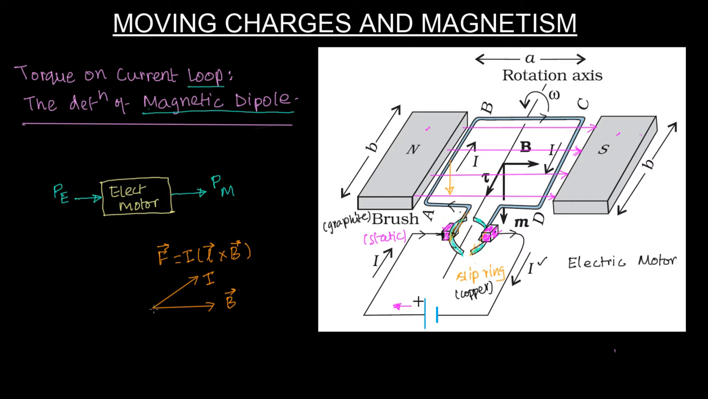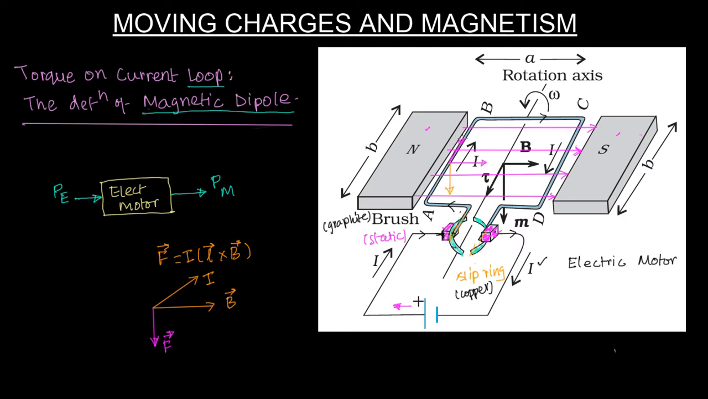This is downward, correct? So why will the movement be in clockwise direction and not in anti-clockwise? That is a good question. You look at it from the above. This is your eye. This is the direction of your eye, right? This is the direction of your B. This is the direction of your B, right?